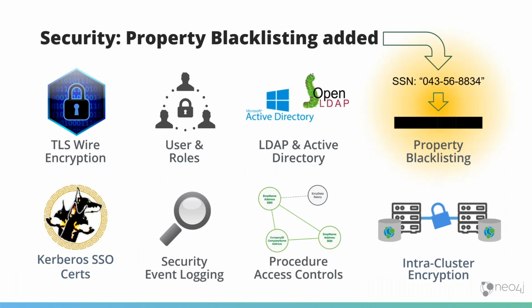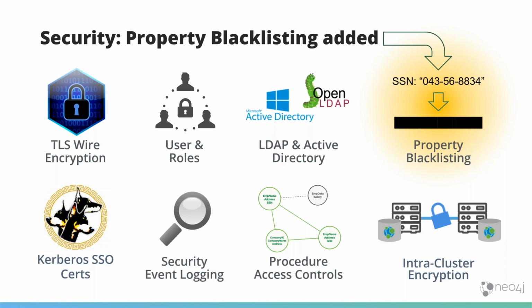Operationally, there's a number of new capabilities too that we put into the environment, including a new security feature called property blacklisting. This is the ability to hide a property based on a user or role. So if you didn't want to include the social security number, for example, access to that, you could blacklist that property, and a user or a role would not have that property available to them.